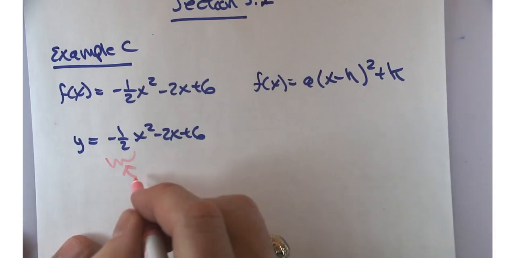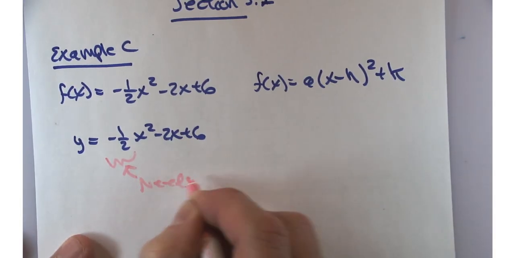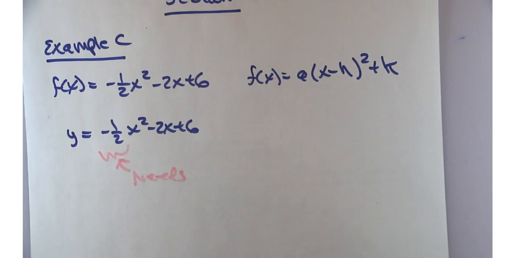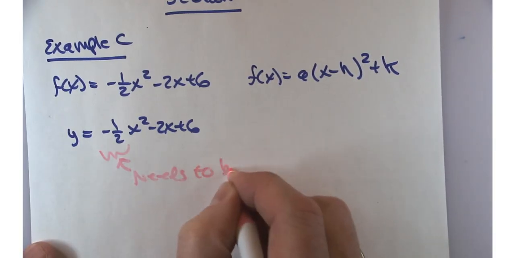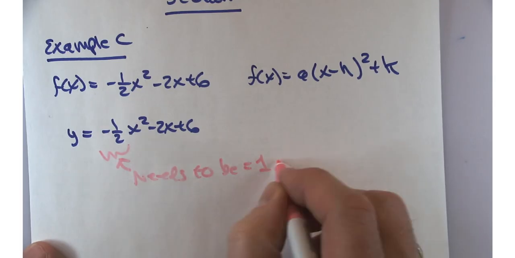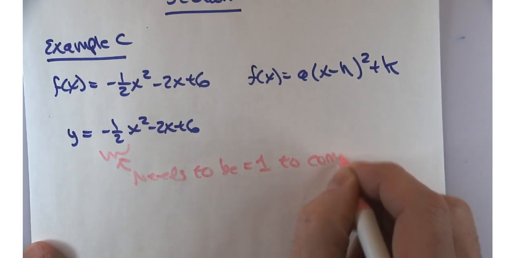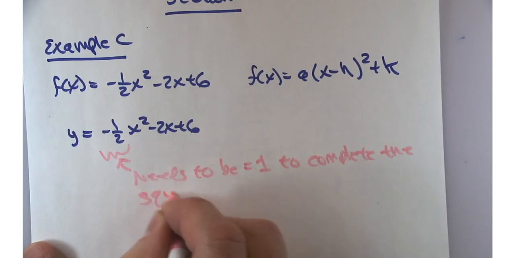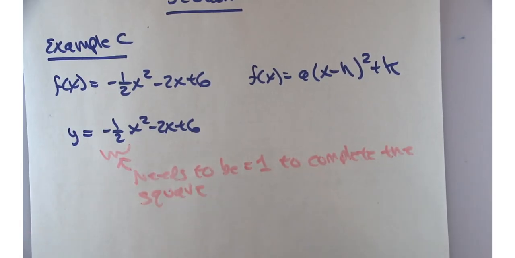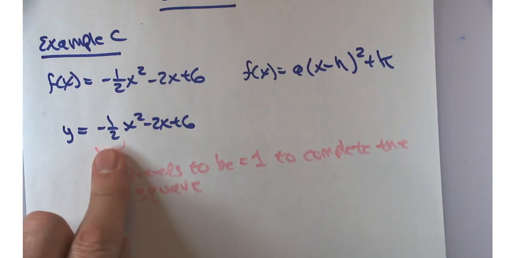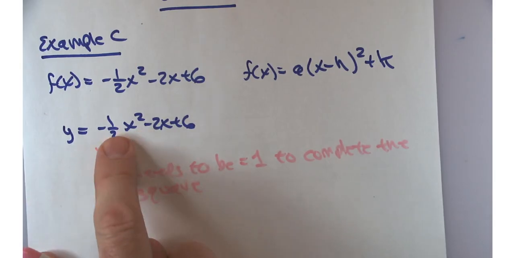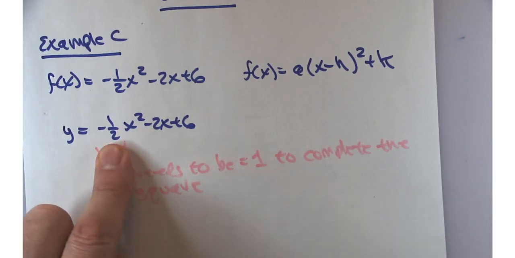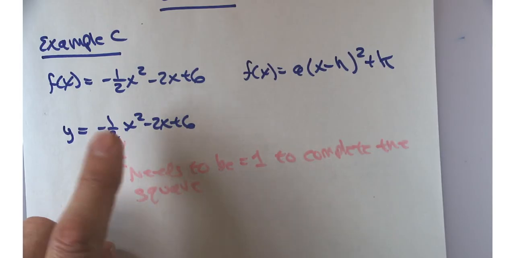So, that's not showing up too good, is it? Well, that's not too bad. It needs to be equal to 1 to complete the square. So I need to get rid of this negative 1/2. And unfortunately, I can't add or subtract something from this equation in order to get rid of that. I can, however, multiply both sides by the reciprocal.